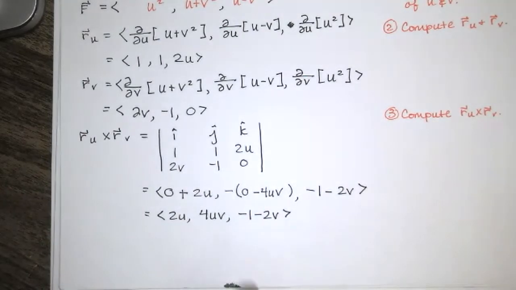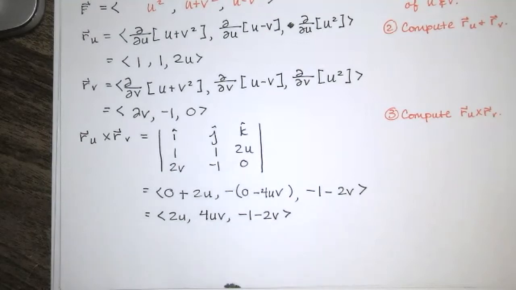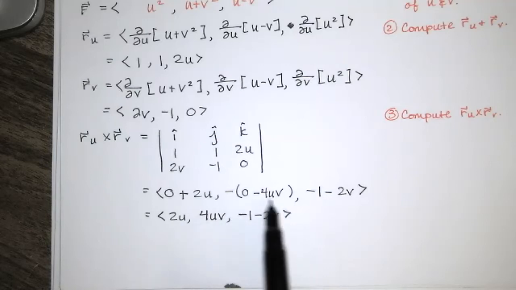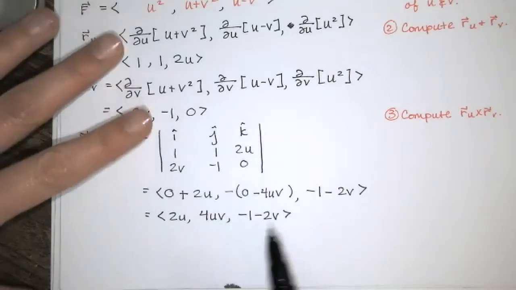Now, if I'm concerned about having an upward unit normal, so I want to choose my normal vector to go through the surface, I need this z component of my normal vector to be positive. But looking at this, it looks kind of negative, doesn't it? Because it just really depends on the value of v here. Let's figure out what happens to that z component.